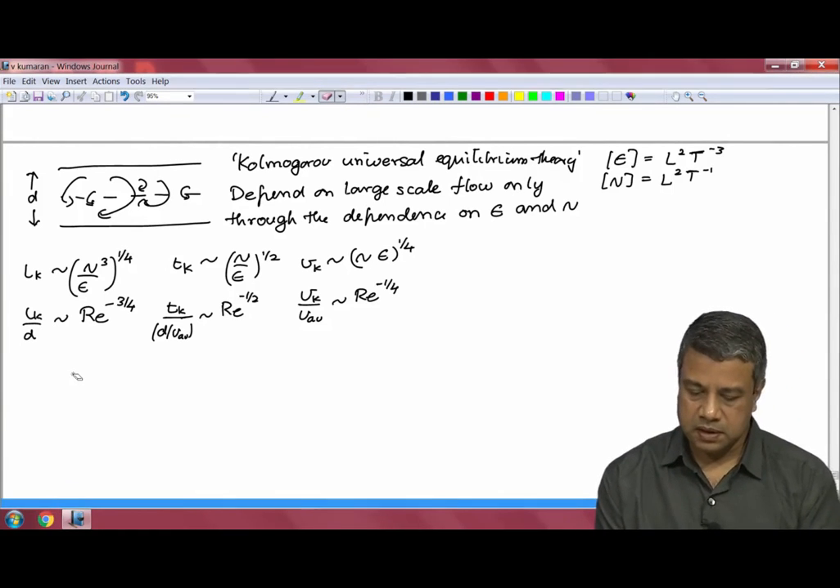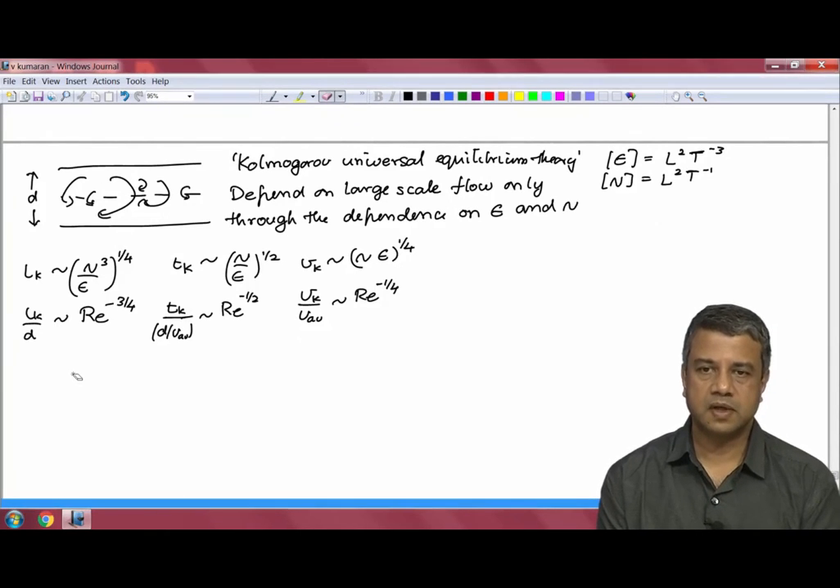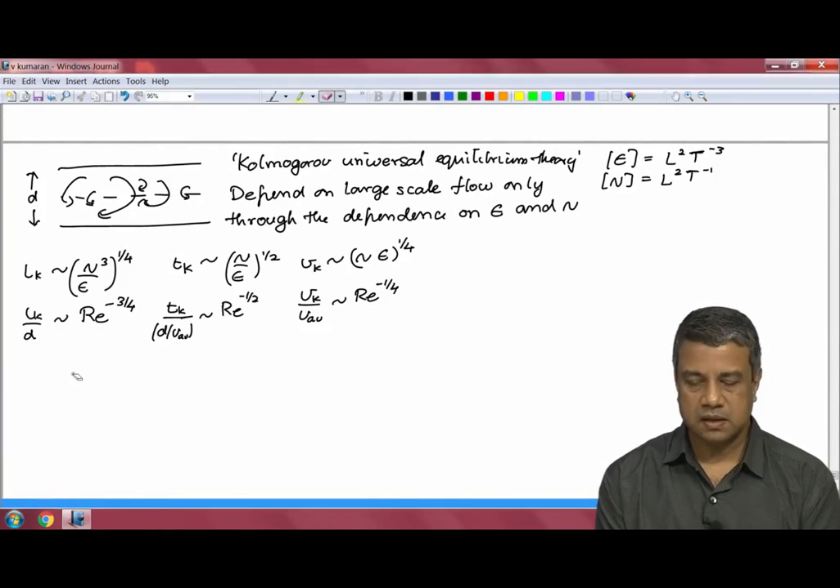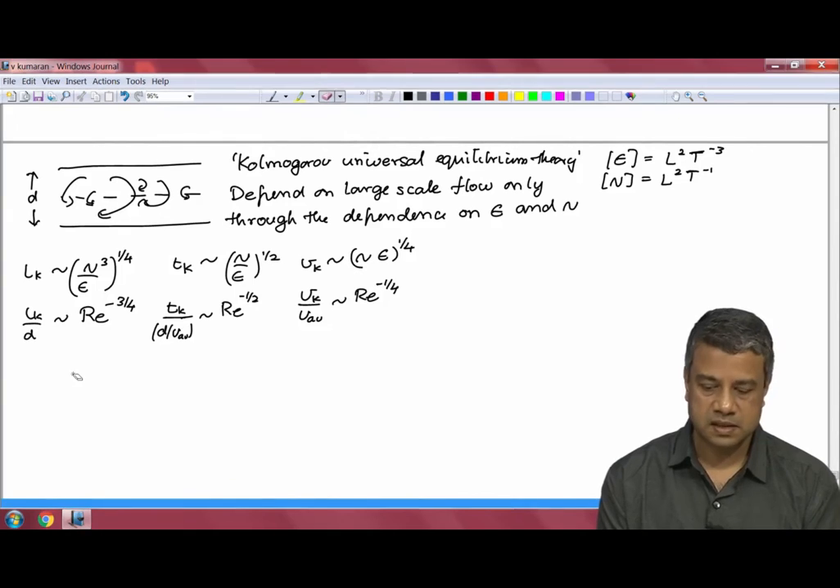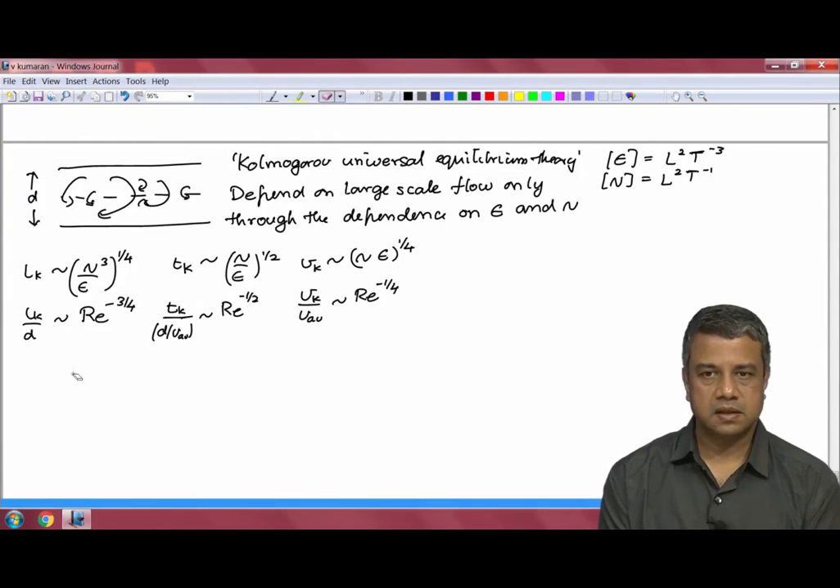So, the length, the velocity and the time for the Kolmogorov scales divided by their corresponding values for the large scale are all proportional to a negative power of the Reynolds number. Turbulent flow is a high Reynolds number phenomenon. Therefore, the smallest scales are much smaller than the large scales in a turbulent flow. So, this is a part of the picture of turbulent flows.